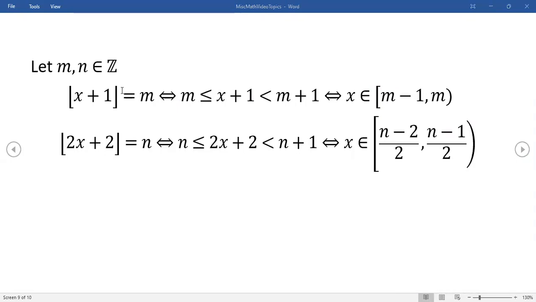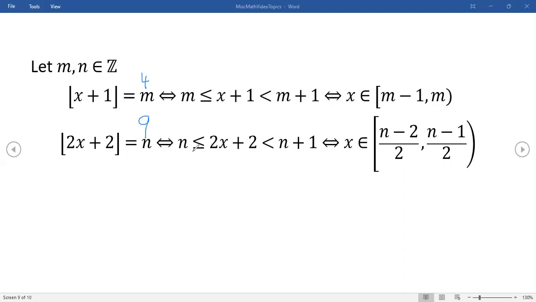Now remember, our floor levels from the previous was 4 right here and 9 right here, right? Now this may look like a mess to you, but this is exactly what we did earlier. It's just that our question mark is equal to x+1, right? So that would mean that x+1 would be trapped between m and m+1. And if you do the algebra on this, you get that x would have to be between m-1 and m.